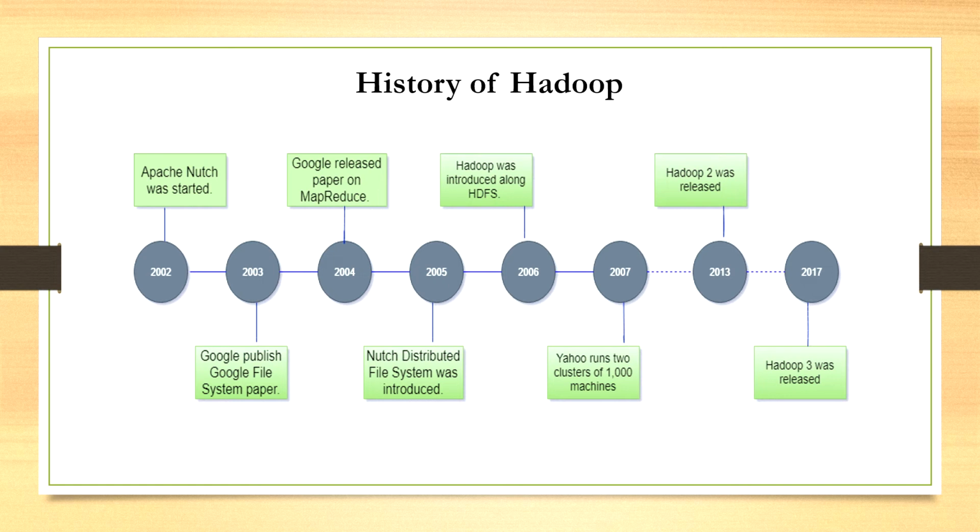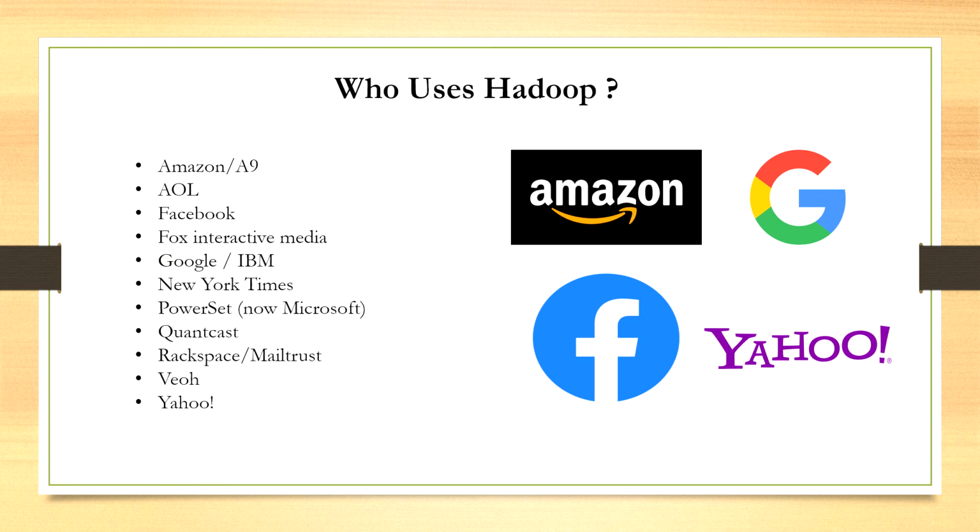This given slide displays the set of famous multinational companies and tech giants using Hadoop and its architecture. This list includes Amazon, Google, Facebook, Yahoo, New York Times, Microsoft, Rackspace, and many more.